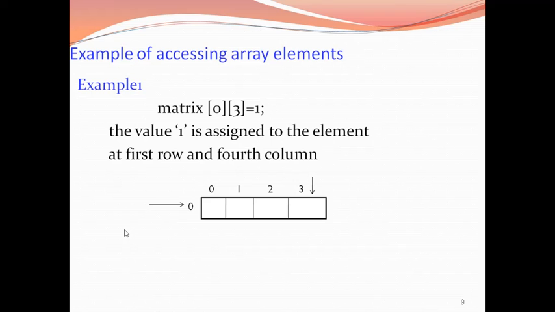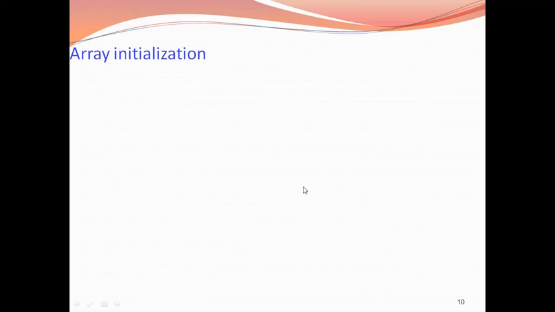Here, if you observe in the figure, 0 is the first row. In the first row, third column, the third index becomes the fourth column. 0 is the first column, 1 second, 2 third column, 3 fourth column. The one is stored in this place, at row 0 and column 3.